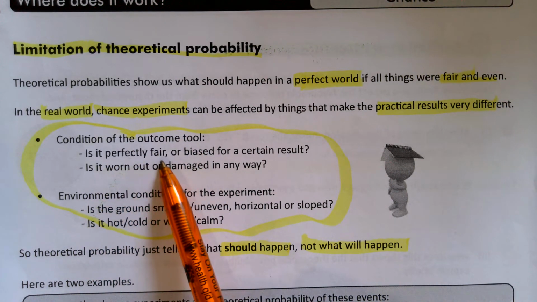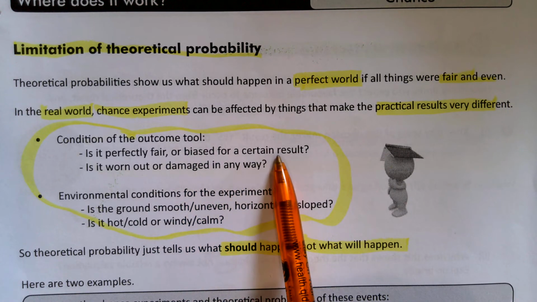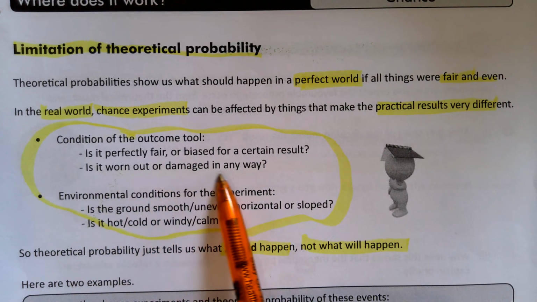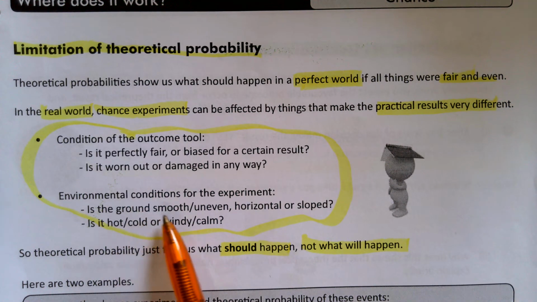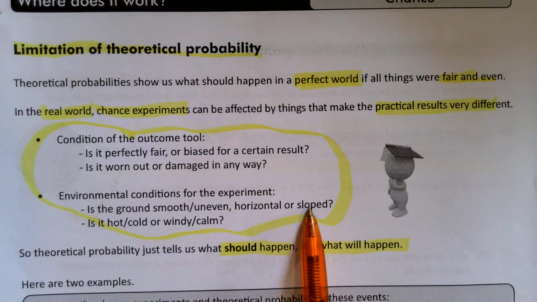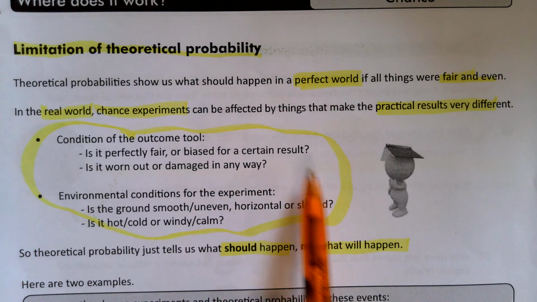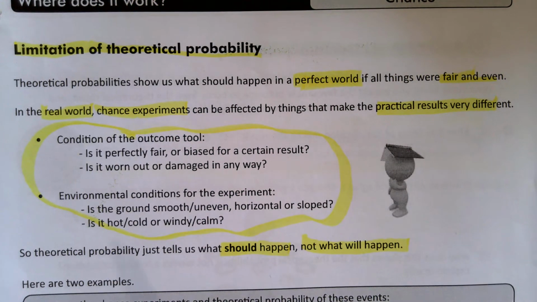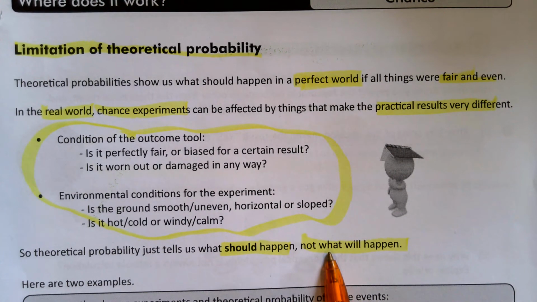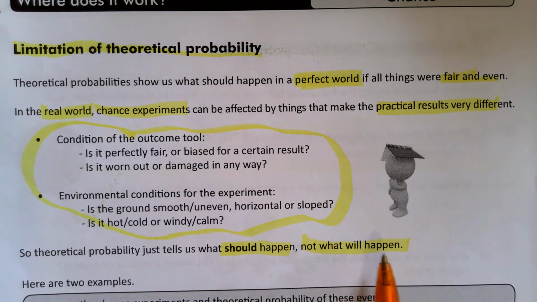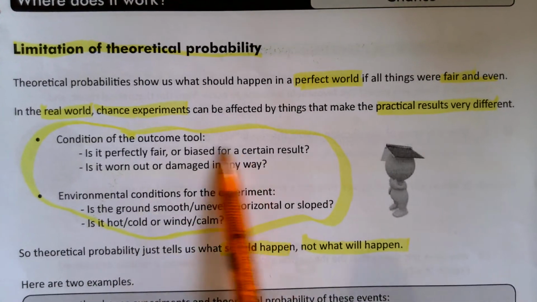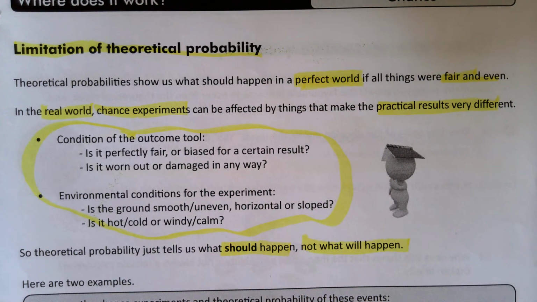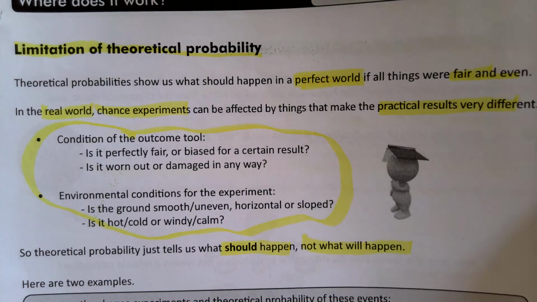Is it perfectly fair or biased for a certain result? Is it worn out or damaged in any way? Is the ground smooth or is it uneven, horizontal or sloped? Is it hot, cold, windy, calm? There are lots of things that can affect an experiment, as you would know from science. So theoretical probability just tells us what should happen, not what will happen. In real life, you know that there are things that will change the outcome. The theory is only in theory, not in practice.